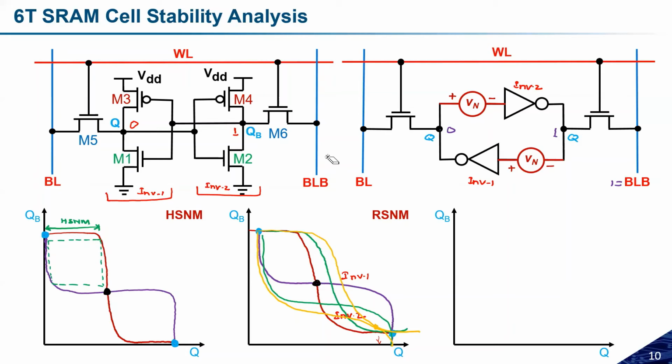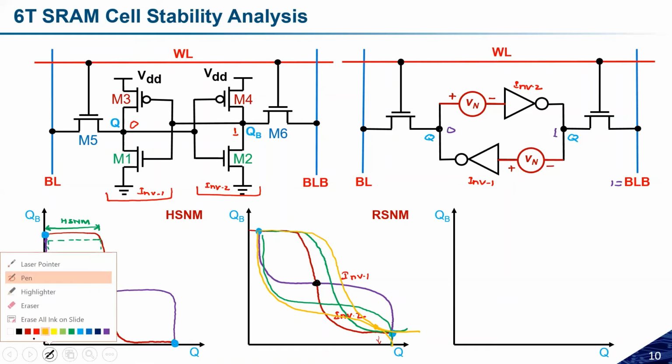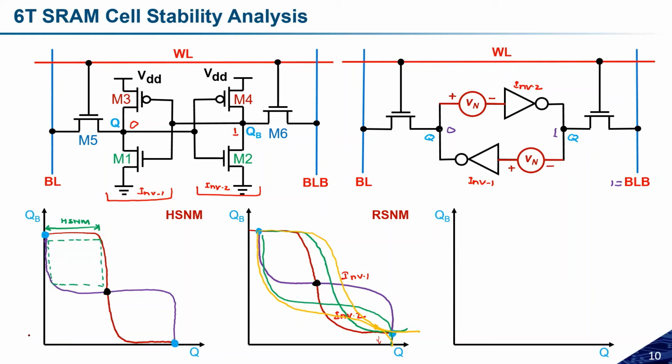Basically, a write operation can be performed when, suppose initially Q was 0 and I want to write logic 1 at Q. So what I have to do is activate this BL, and the BLB will be 0 and the WL will be 1. So this is the potential which we need to provide.